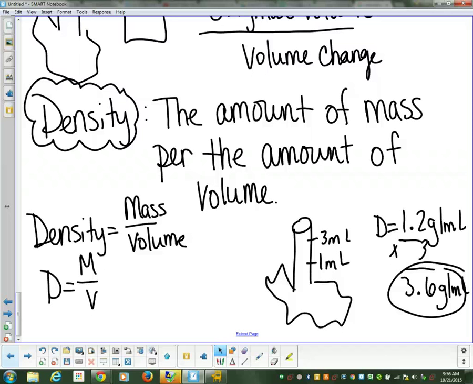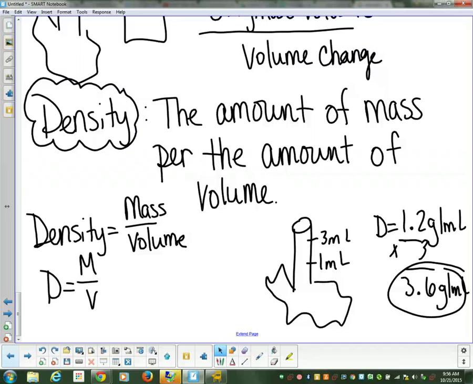All right? Yes? I have a question. I thought we used multiplication of mass times volume. It's mass divided by volume. Yeah, and so this is telling us that information.